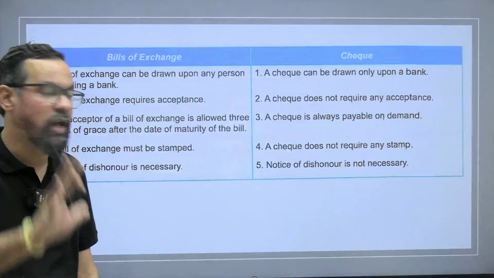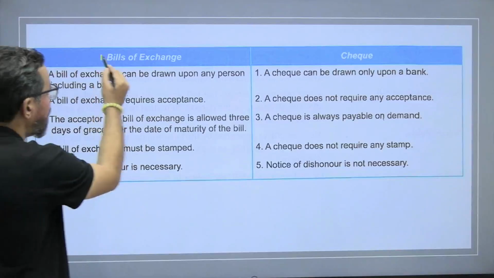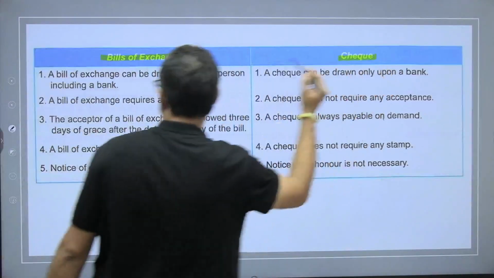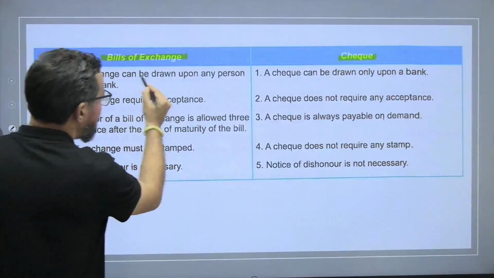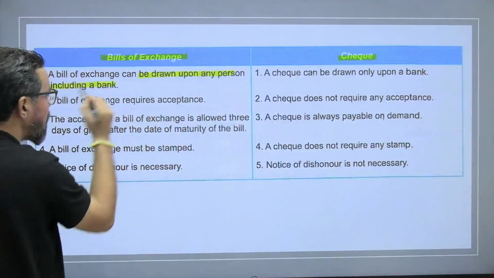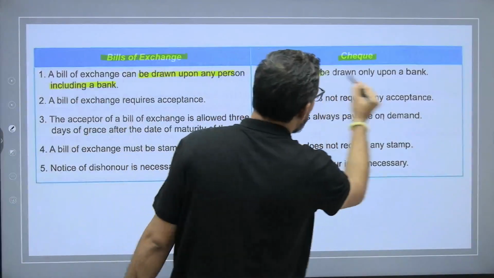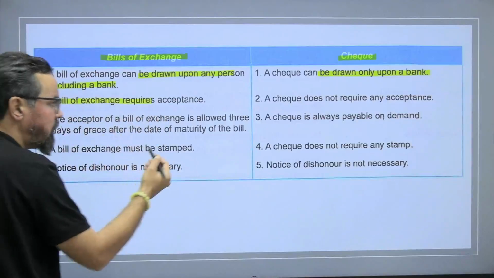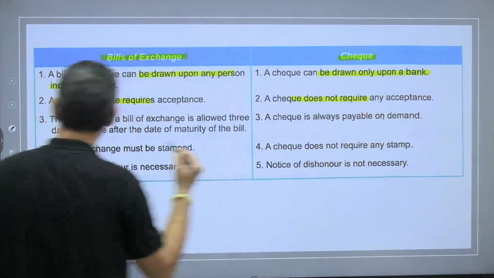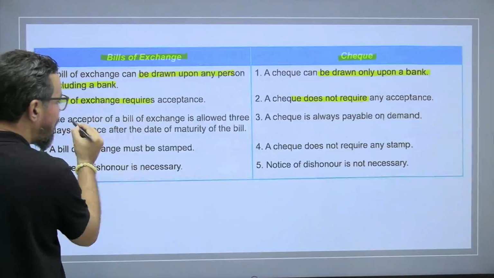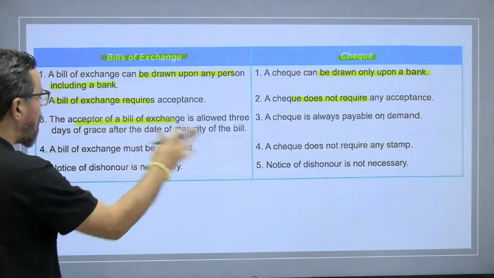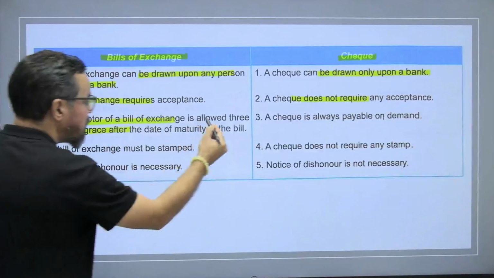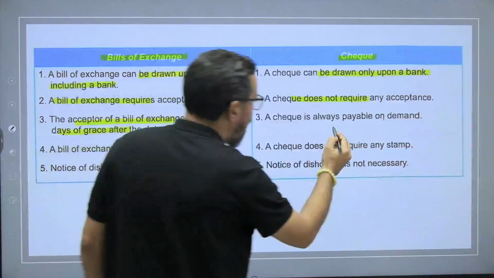There is one comparison also, between a bill of exchange and a check. A bill of exchange can be drawn upon any person, including a bank. A check is drawn only upon a bank. A bill of exchange requires acceptance. A check does not require any acceptance. The acceptor of a bill of exchange is allowed 3 days, a 3 days grace period, but a check is always on demand.